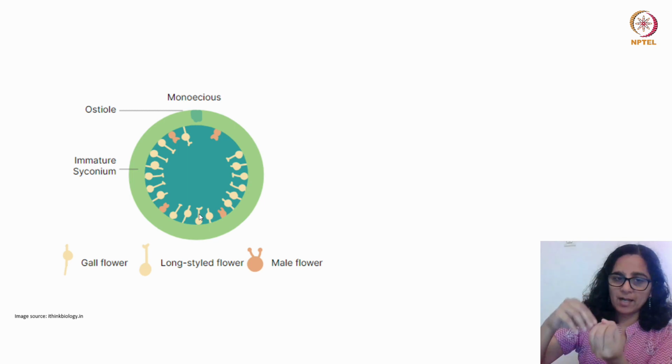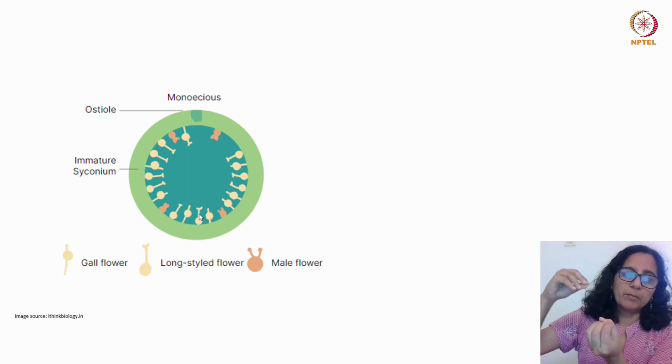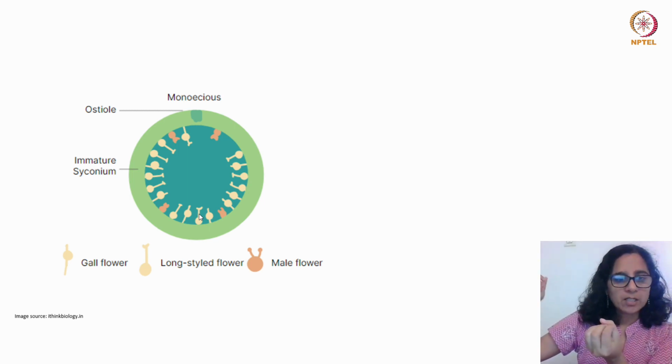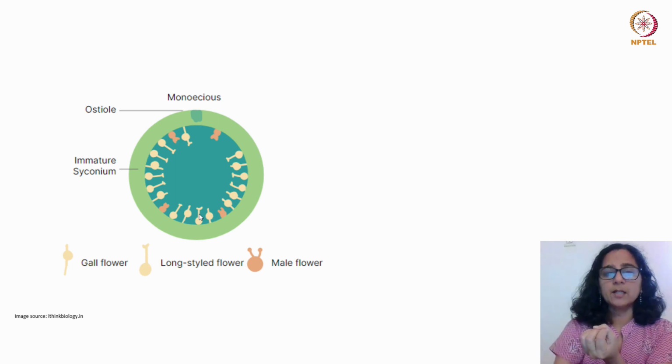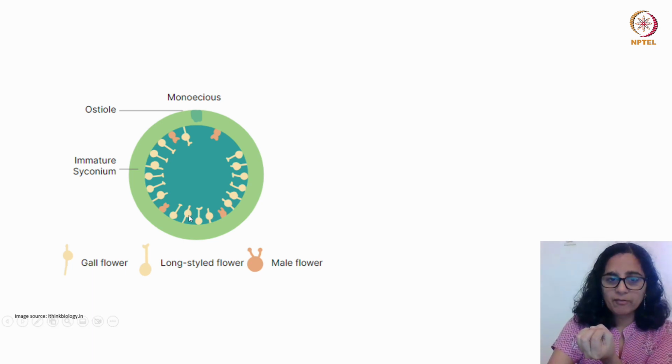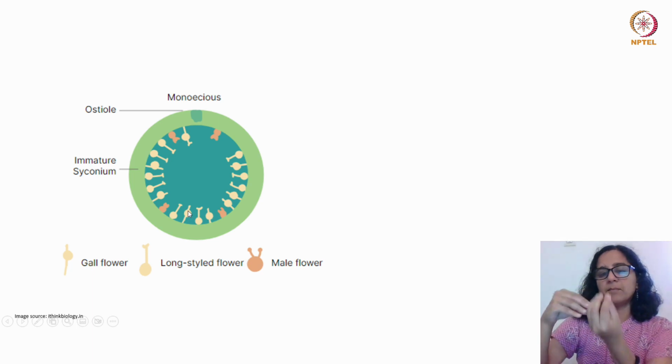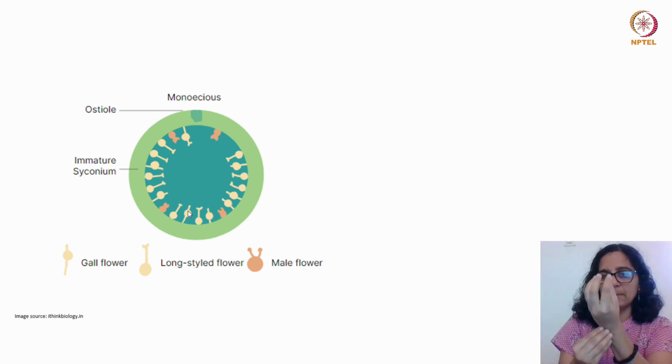So the long style flowers, it just pollinates. That means that the pollen grains which have come from another tree are used to pollinate these long style flowers. So long style flowers are pollinated, whereas these short style flowers, also known as gall flowers, basically the ovaries are kind of up, right?